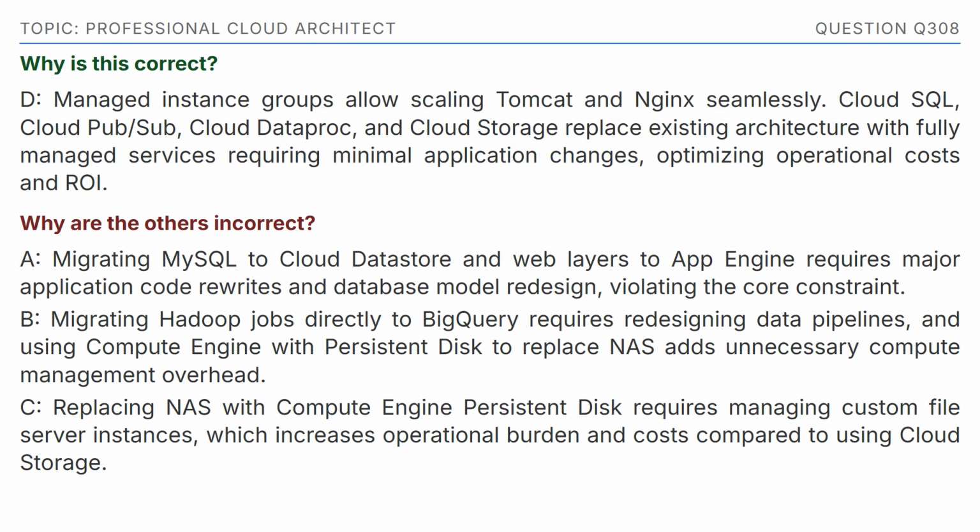Why are the others incorrect? A. Migrating MySQL to Cloud Datastore and web layers to App Engine requires major application code rewrites and database model redesign, violating the core constraint. B. Migrating Hadoop jobs directly to BigQuery requires redesigning data pipelines, and using Compute Engine with persistent disk to replace NAS adds unnecessary compute management overhead. C. Replacing NAS with Compute Engine persistent disk requires managing custom file server instances, which increases operational burden and costs compared to using Cloud Storage.